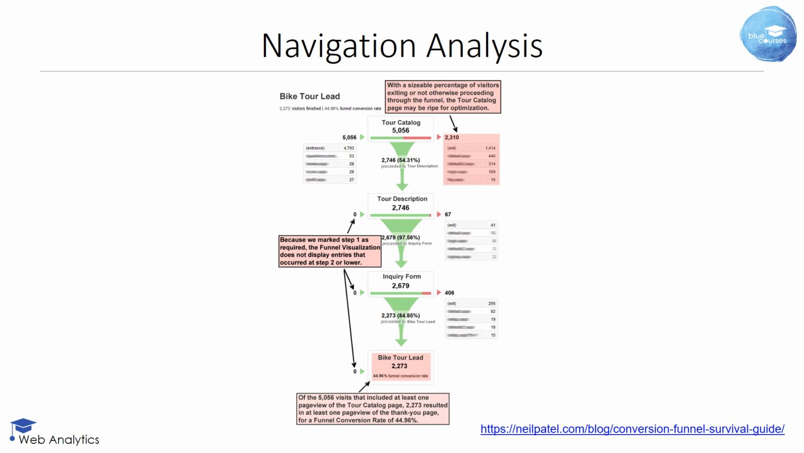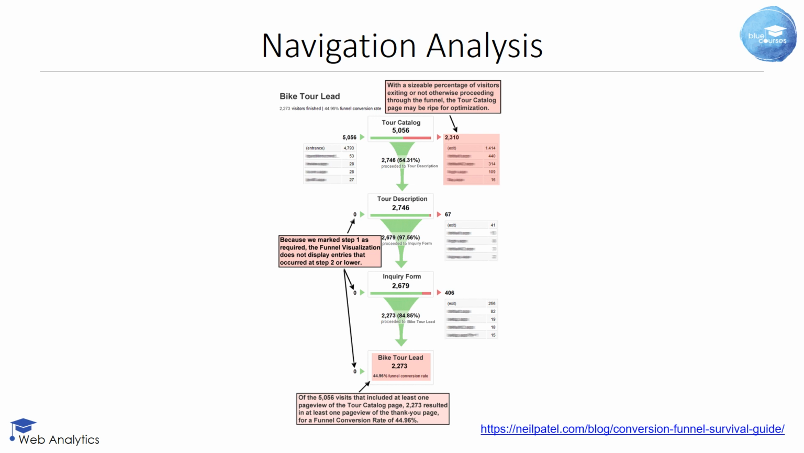The first step is selecting a bike tour from the tour catalog. To the left of the first step in this funnel, you can see the entrance or referral pages. To the right, you can see the exit pages. You can see that out of the 5,056 that visited your tour catalog, 2,746 moved on to the next page in the funnel, which is the tour description.